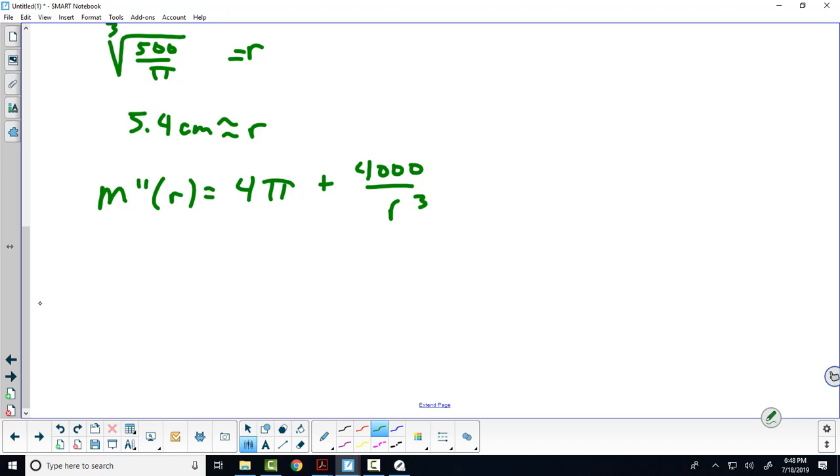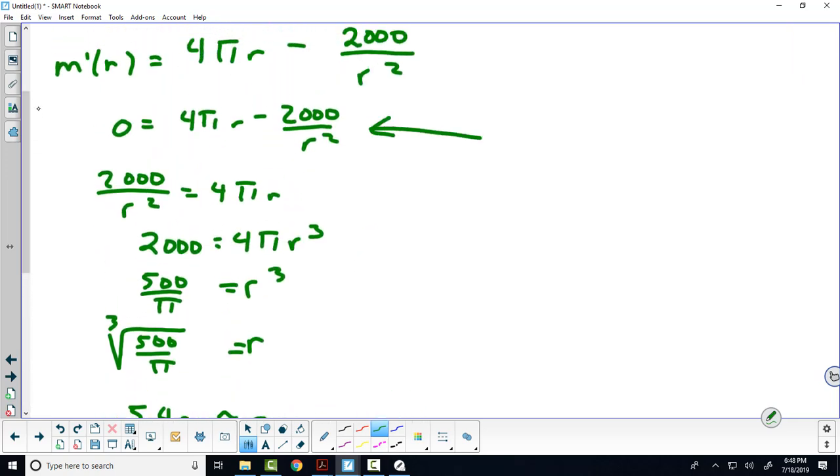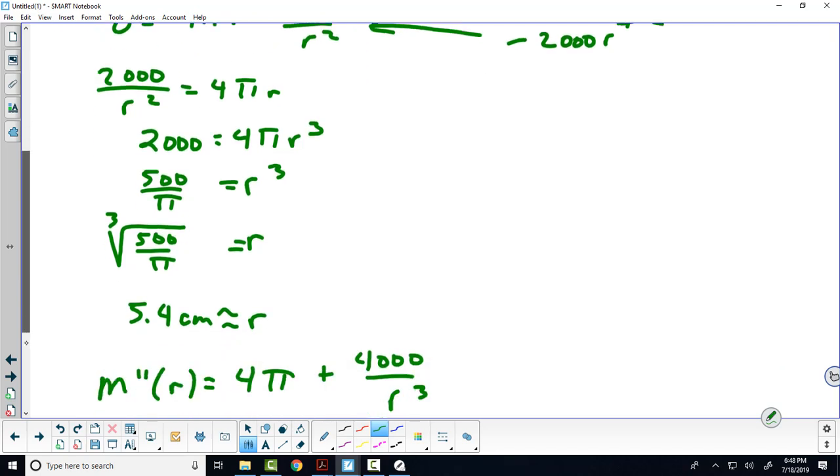So how did I do that? I went back to the first derivative, and I just thought of this term right here as minus 2,000 r to the minus 2, and then I did my power rule on it, right? So I brought down the minus 2. That's how I got plus 4,000. Subtract 1 from it gives it minus 3. Take that r to the minus 3 down below the line. Okay.